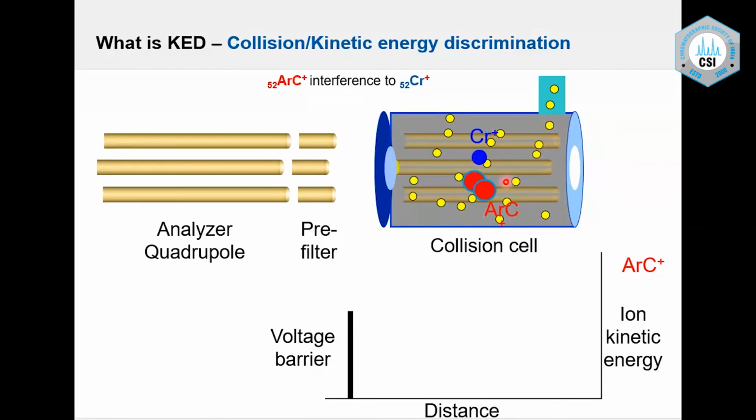Now when it enters the cell, it will hit the bigger size molecule more. So here we are changing the kinetic energy of argon carbon, and then the argon carbon is getting removed in the cell. Chromium may also be affected by this, but not like argon carbon. Sometimes 10% or 20% of chromium will get removed, but it will not be impacted like argon carbon. It will easily pass through the cell and enter the quadrupole. So the quadrupole will scan only chromium. In this way, using collision gases like helium, you can remove the polyatomic interferences.